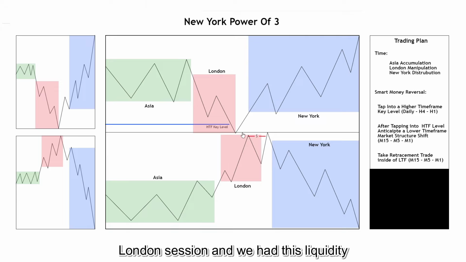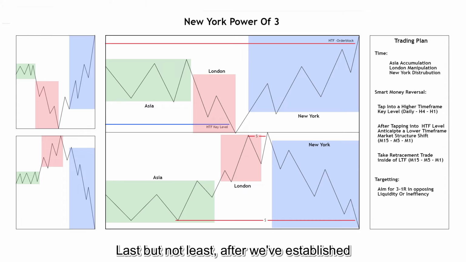We had this liquidity sweep of the London session highs, followed by this breaker structure to the downside right here, this breaker structure lower, giving that lower time frame retracement for that continuation lower for that Power of 3. Last but not least, after we've established our trade, we want to be targeting opposing liquidity or inefficiencies inside of the marketplace, aiming for a 3-to-1 R on our trade idea.